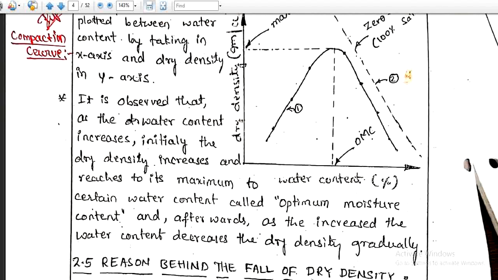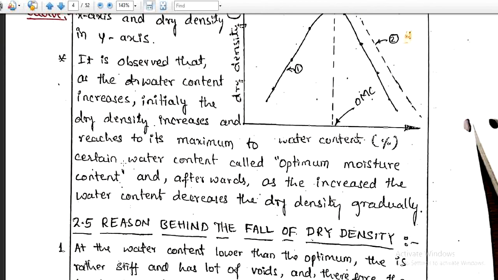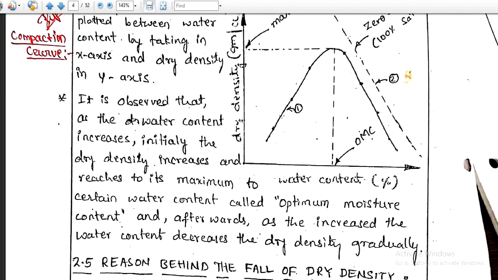So it is observed that as the water content increases, initially the dry density increases. You can see water content will go on increasing in this direction, and dry density will go on increasing in this direction. So as the water content increases, let us consider this as the first point, dry density increases initially. Later on, it goes on increasing and reaches its maximum value.